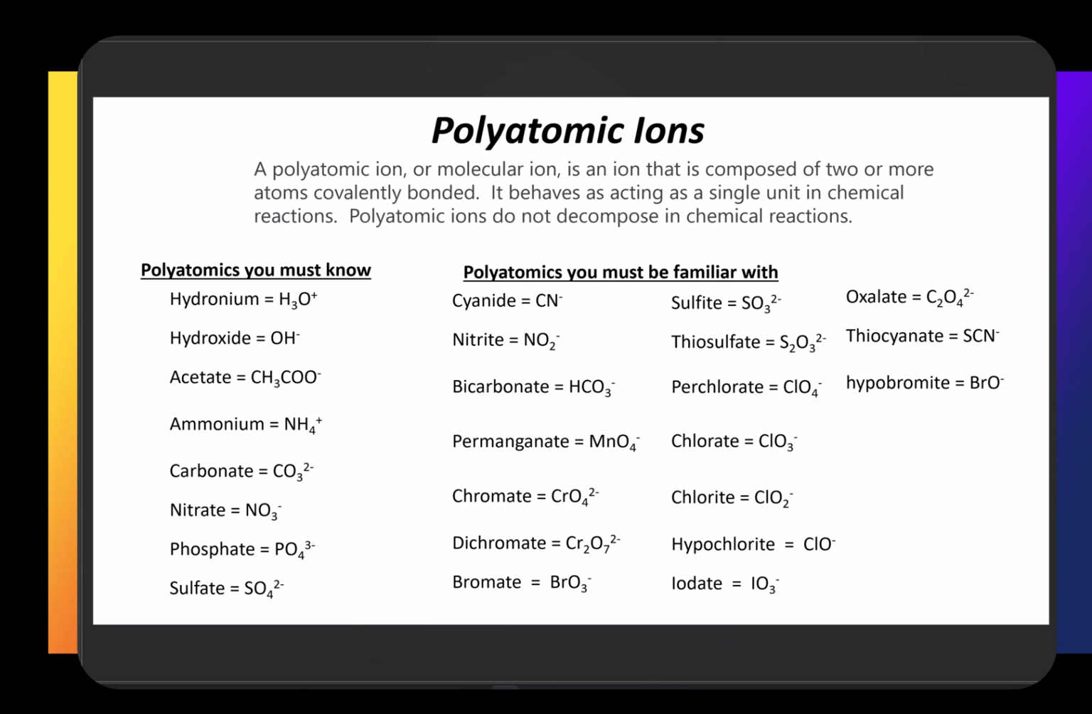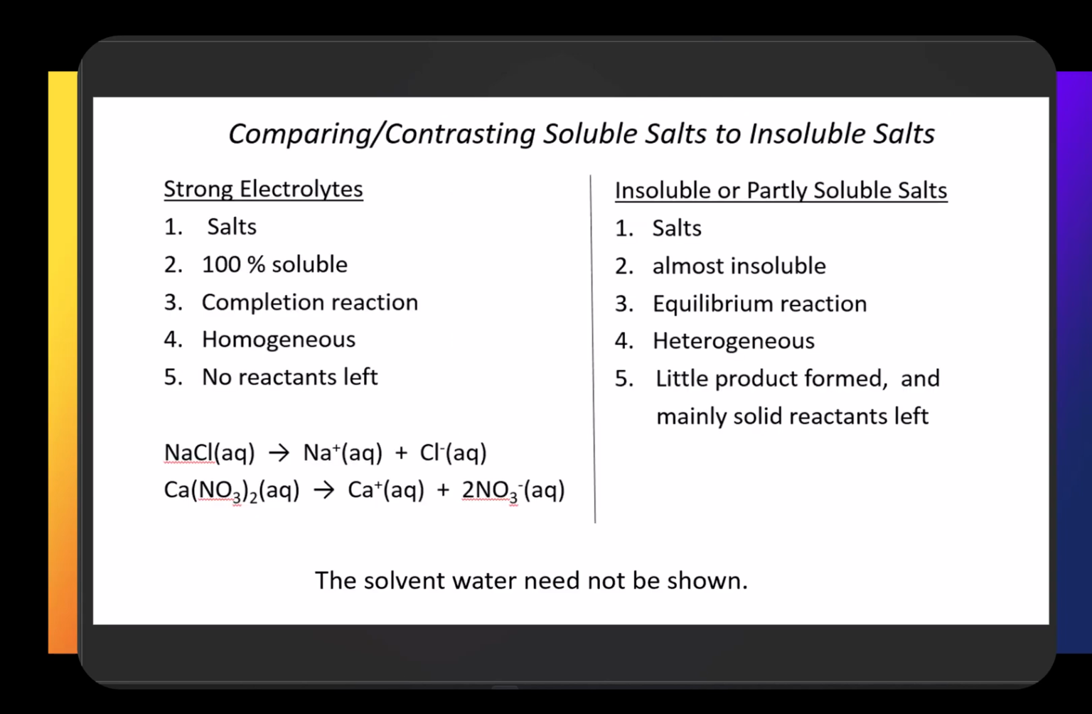These are some of the polyatomic ions that you've seen before and that you'll see in later chapters. In this chapter, the polyatomic ions, just like for acids and bases, do not break down. They're not going to decompose into their components like nitrogen and oxygen or manganese and oxygen. They're going to stay intact on both the reactant and product sides of the equation. They may be in different forms, but they'll be intact. Comparing soluble to insoluble salts.